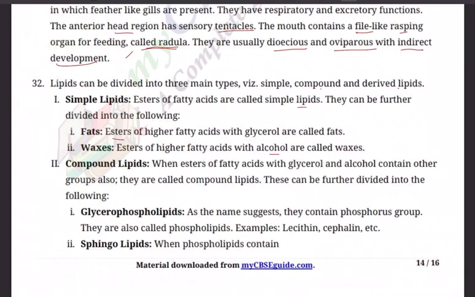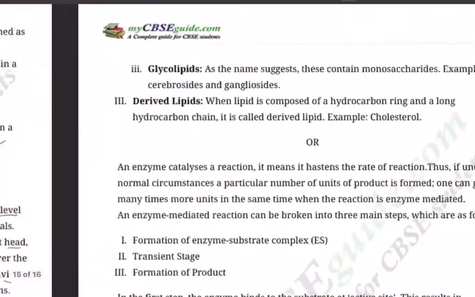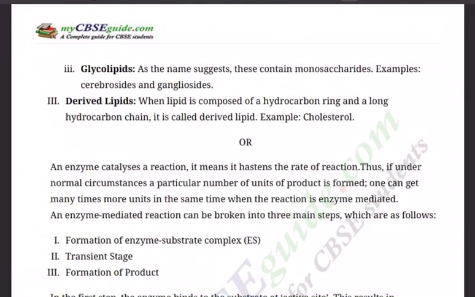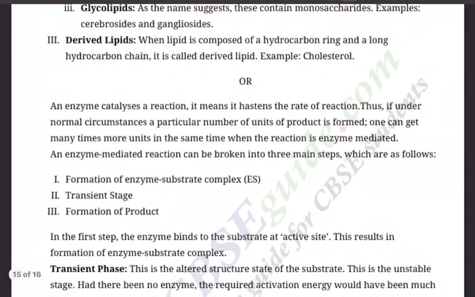And the second one is compound lipids. When esters of fatty acids with glycerol and alcohol contain other groups also, they are called compound lipids. They can be further divided into the following: glycerophospholipids. As the name suggests, they contain a phosphorus group. They are also called phospholipids. Examples: lecithin, cephalin. And then sphingolipids, when phospholipids contain sphingosine. Then glycolipids. As the name suggests, these contain monosaccharides. Examples: cerebrosides and gangliosides.